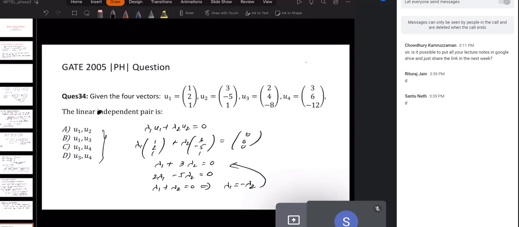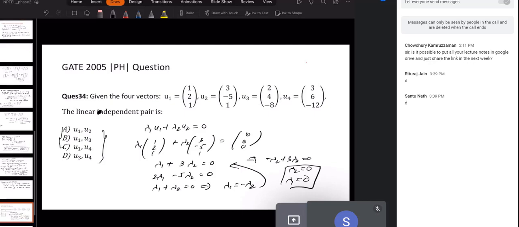And put this in the first equation, then you will get minus lambda 2 plus 3 lambda 2 is equal to 0. So lambda 2 is equal to 0 and hence lambda 1 is equal to 0. So obviously you're getting both the scalars equal to 0. That means that u1 and u2 are linearly independent. Similarly, if you also solve for b or c, you will see that both the scalars are equal to 0. So these three are for sure linearly independent.